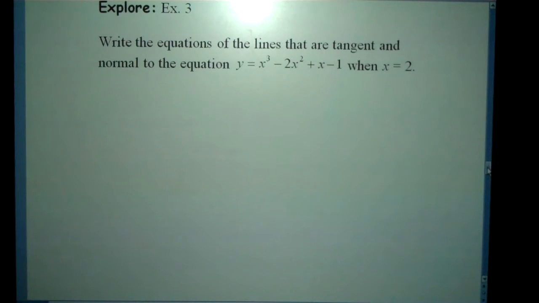So we're going to do the exact same thing here. We've got a bigger equation, and we've got another x value. Take about 5 or 6 minutes on this one. You can pause the video now.